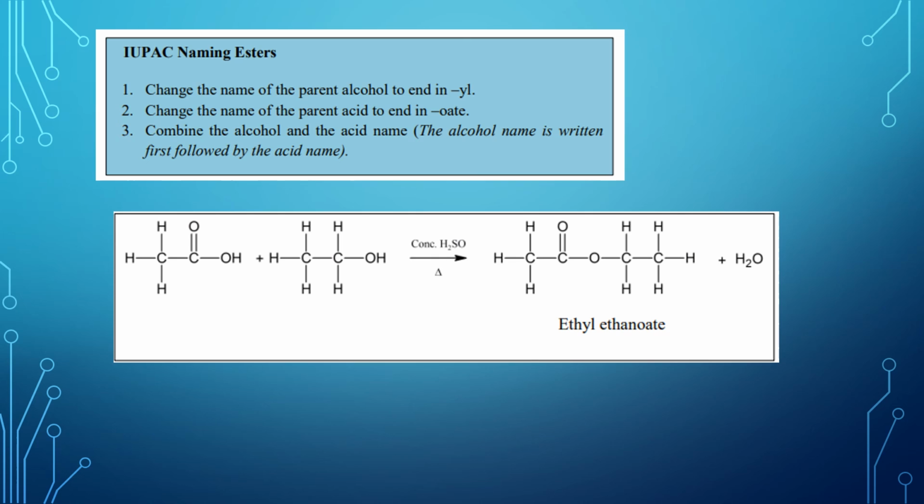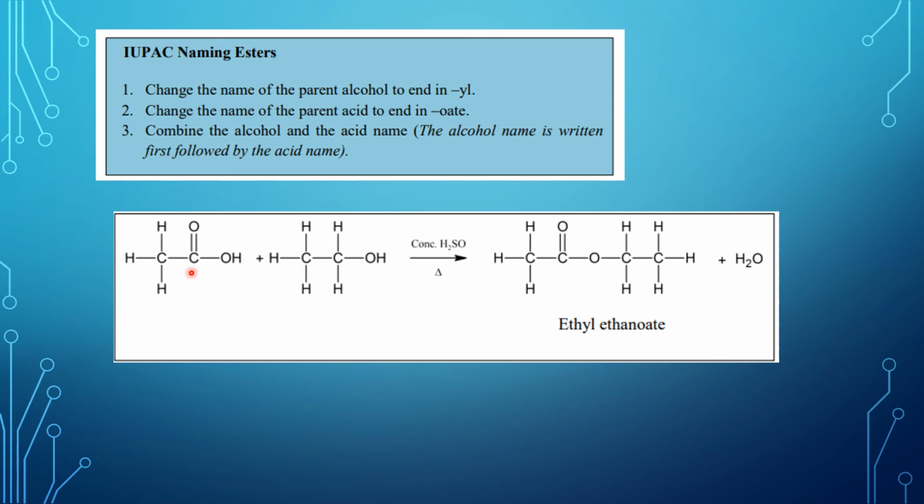After the name of the alcohol is written, then the name of the acid is going to be joined in, where the acid name is going to end with oate. So if you look at this particular example down here, it contains 2 carbons. So this is ethanol. Once the ethanol and the ethanoic acid join together in the presence of concentrated sulfuric acid, the ester that we get is called ethyl ethanoate. Ethyl comes from ethanol, ethanoate comes from carboxylic acid, which is ethanoic acid.